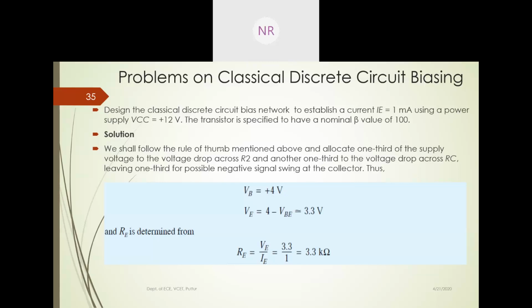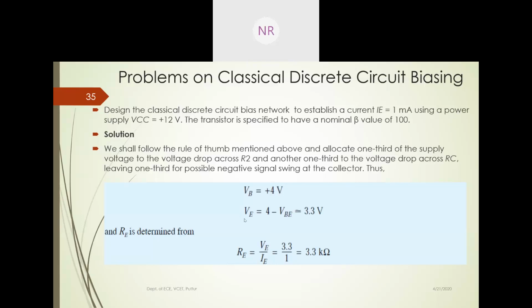So, according to the rule of thumb, your base voltage should be 1/3 of VCC. This is the first constraint trade-off we have got. 1/3 VCC, where VCC is 12, 12 by 3 means 4. Next, you are going to calculate VE.